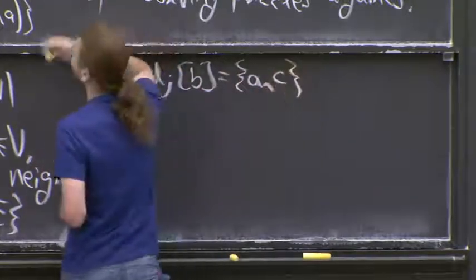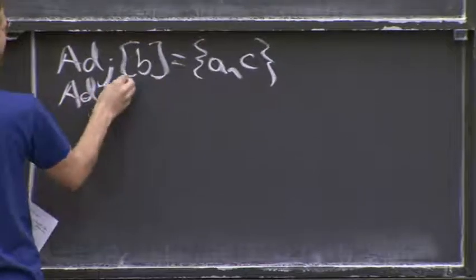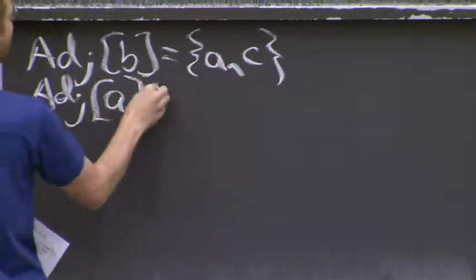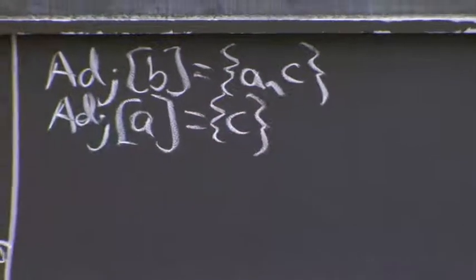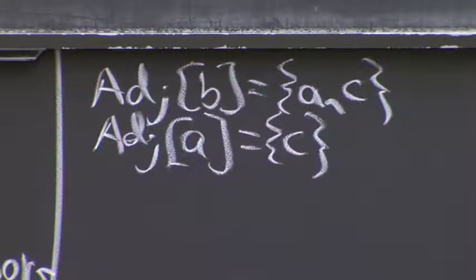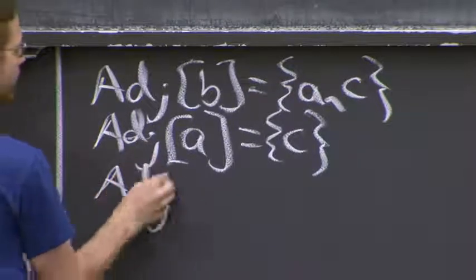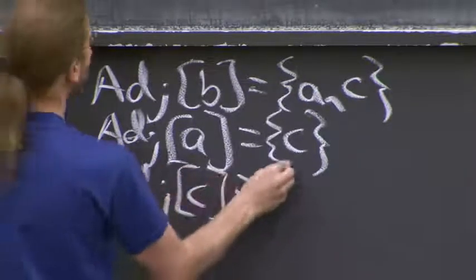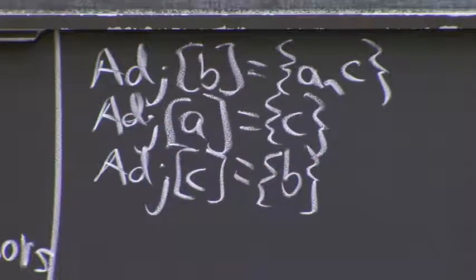In that graph, I should have labeled the vertices something different. ADJ of a is going to be just c, because you can't get with one step from a to b. The edge is in the wrong direction. And ADJ of c is b. I think that definition is pretty clear.